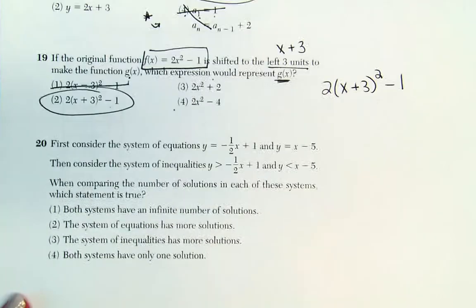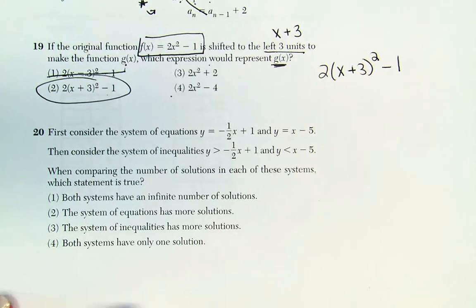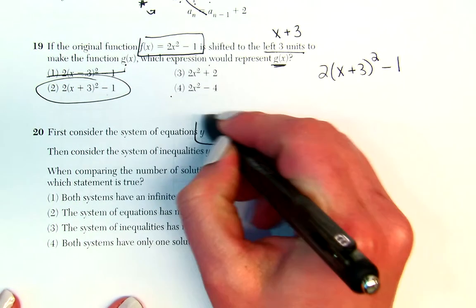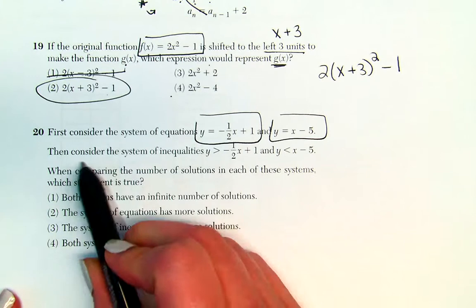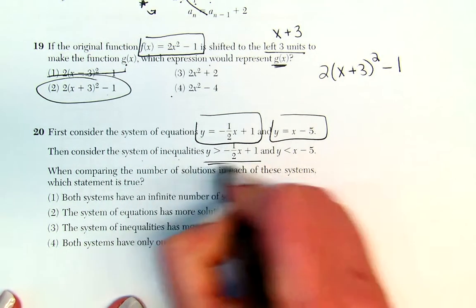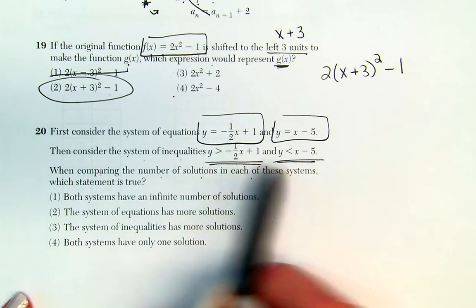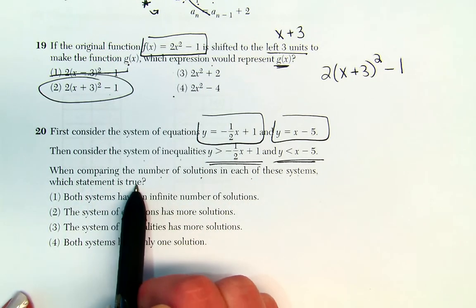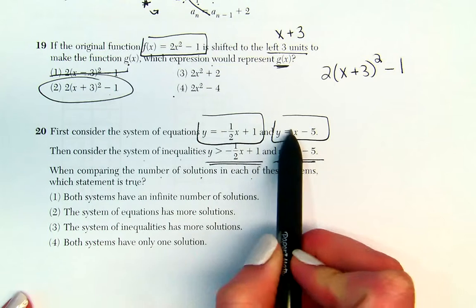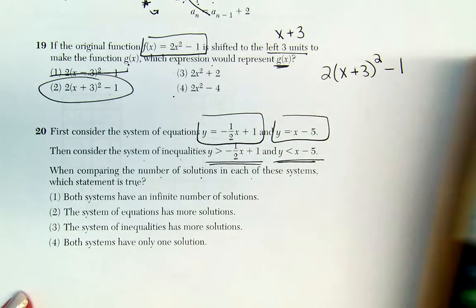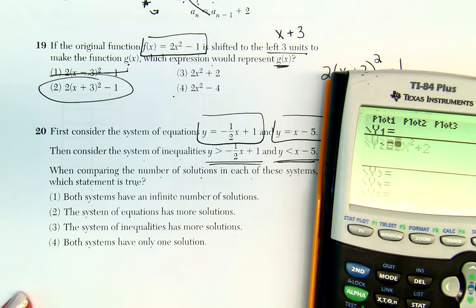All right, let's take a look at number 20. First, consider the system. I have a system of equations here. And then consider the system of inequalities. When comparing the number of solutions in each of the systems, which statement is true? Well, these are 2 lines. You can actually take a look at what they look like in the graphing calculator.